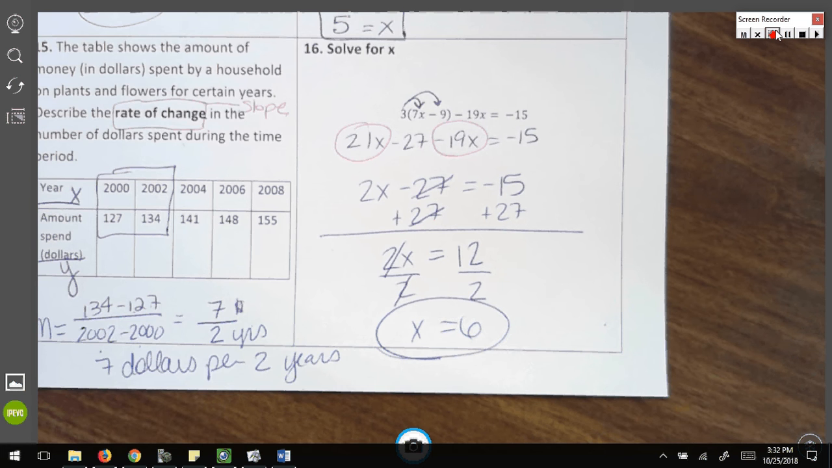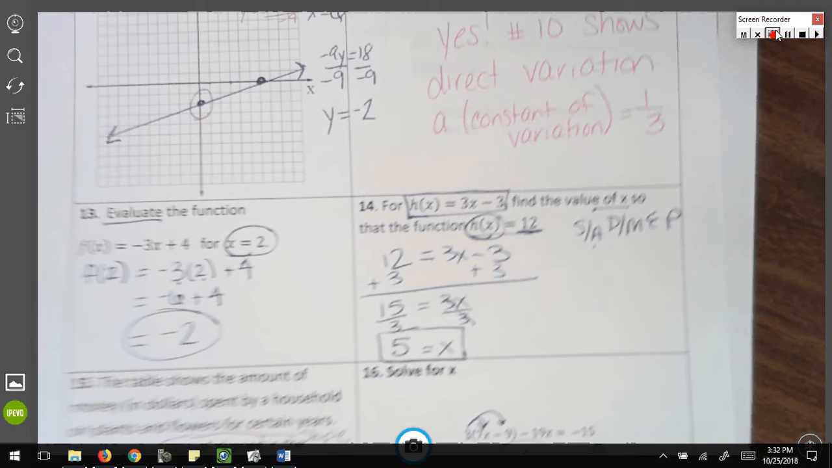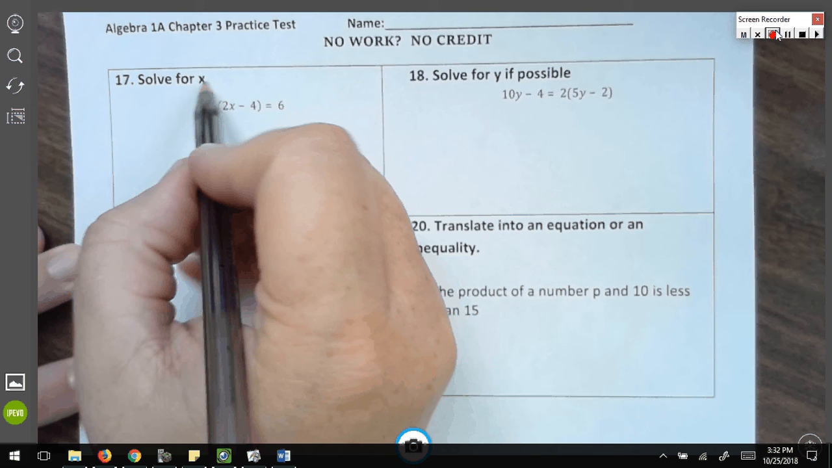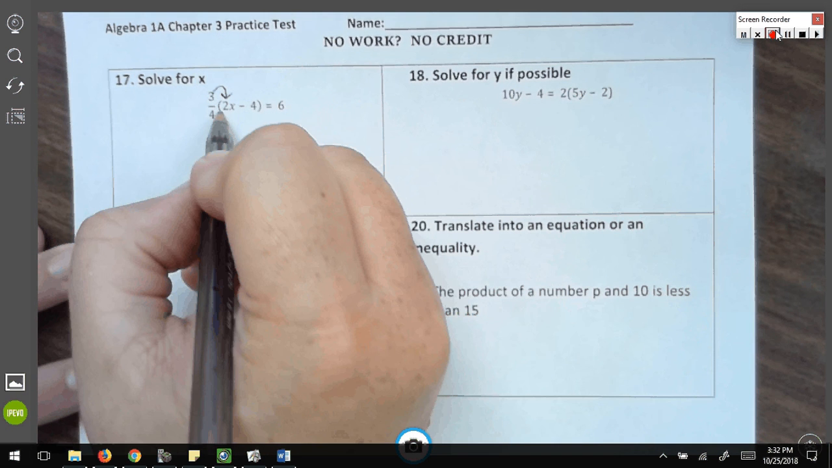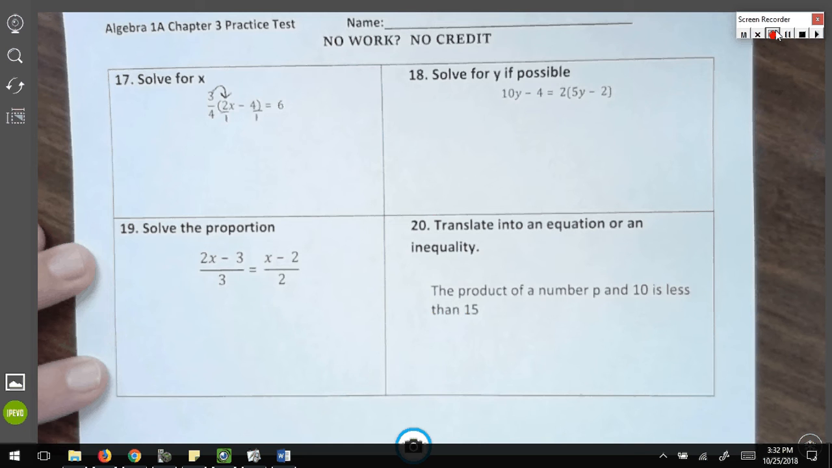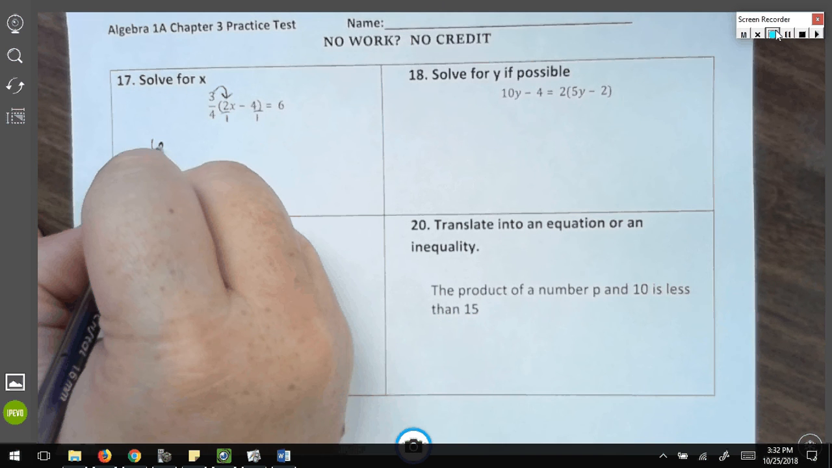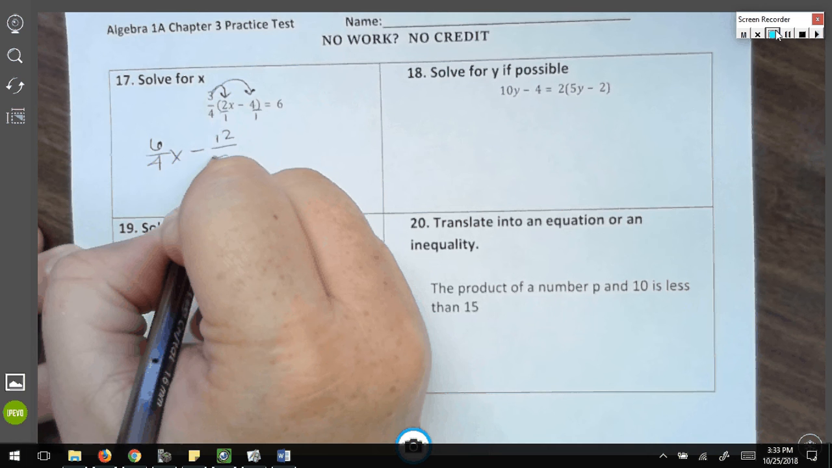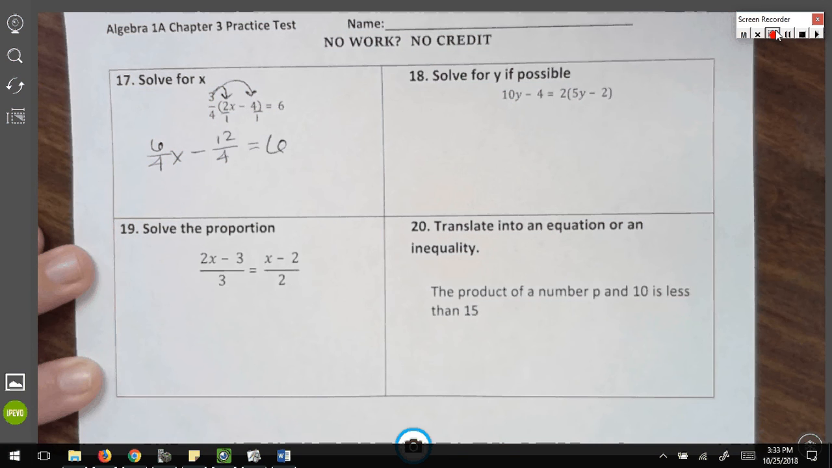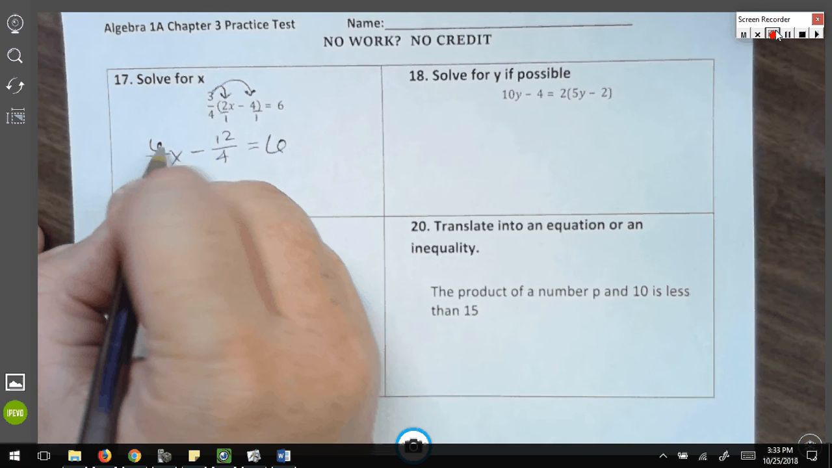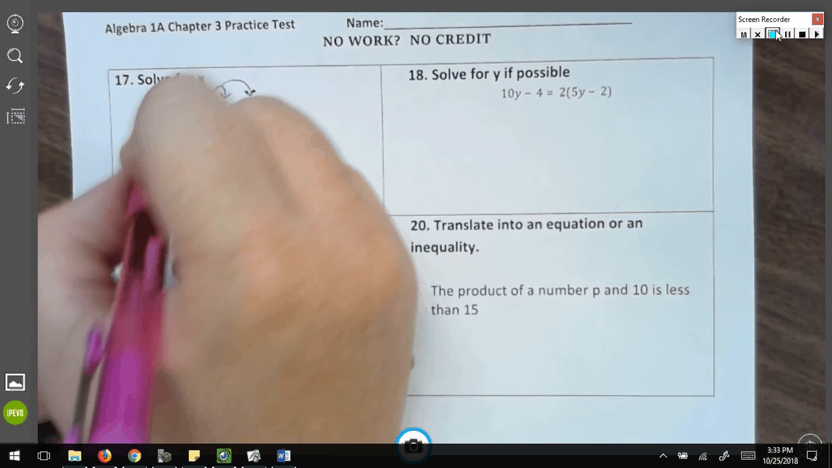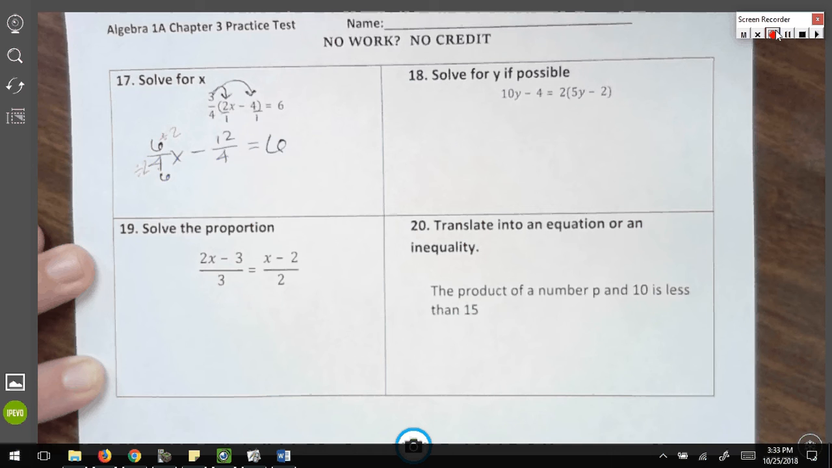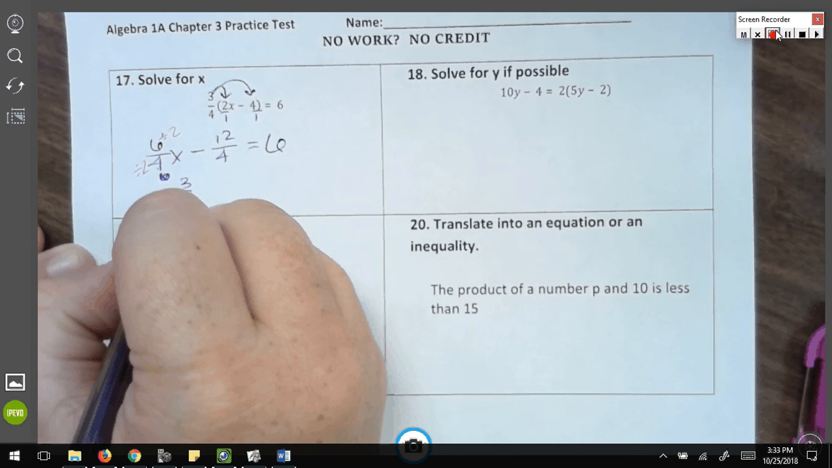Moving right along to number 17, and we're almost done. Solving for x yet again. Again with the parentheses, I'm going to multiply through. Put this over 1, put this over 1. So I have 6 over 4x minus 12 over 4 equals 6. 12 over 4 is 3. And I'm going to actually change 6 over 4. I'm going to divide both of those by 2. Simplify it a little bit. So I'm going to have 3 over 2x.